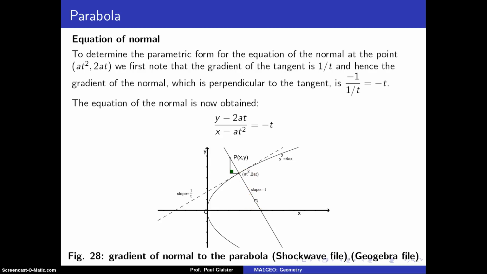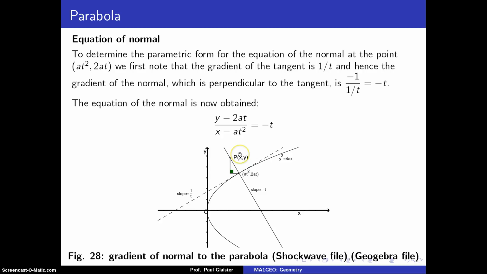Well, as we show here, we've got a tangent shown as the dotted line at the point (at squared, 2at), and we know that the gradient is 1 over t. Because the normal, which is this straight line, is perpendicular to the tangent, then we know the slope of that is minus 1 over this, in other words minus t. So the gradient of the normal at the point (at squared, 2at) for any parabola y squared is 4ax is minus t, minus the parameter t.